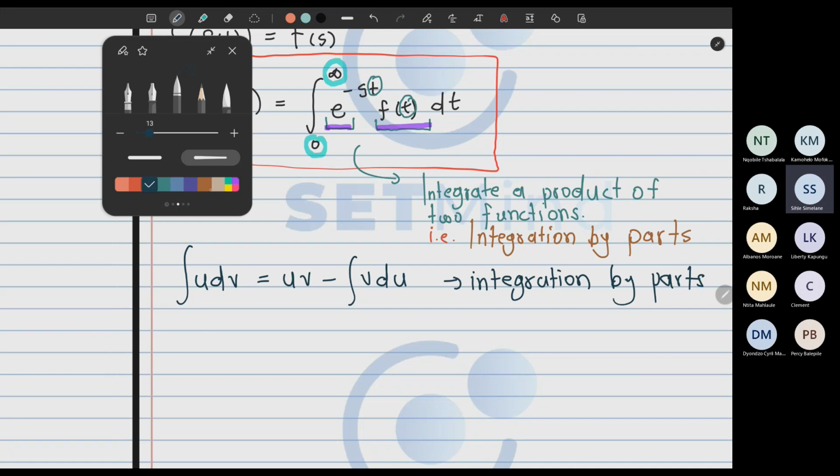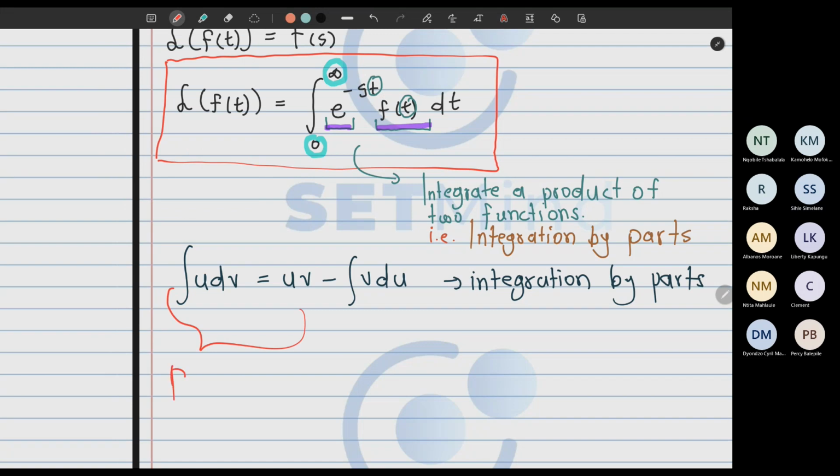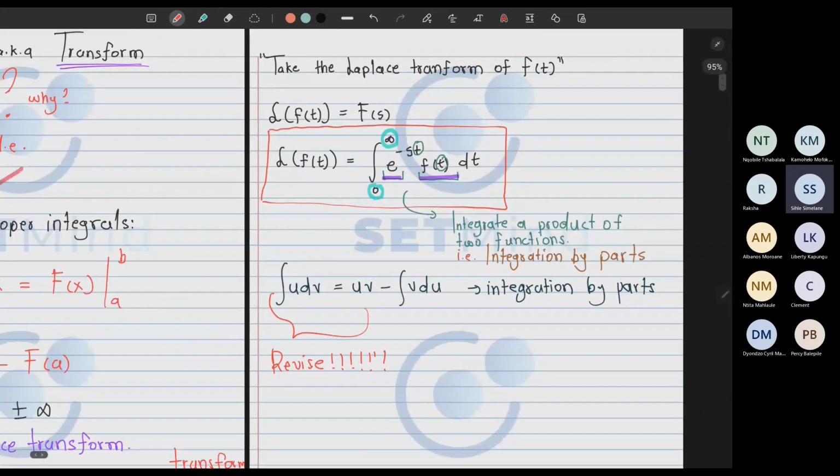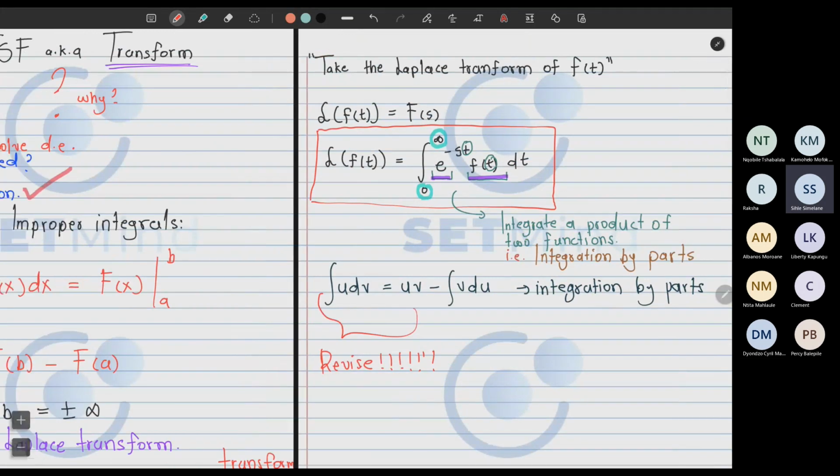As a heads up, when you look at this document later, you should revise this. It should be in red. So you need to go and look at your integration by parts. If you can do integration by parts, it makes your life very easy. Okay. And then let's scroll down and give an example, a short one.